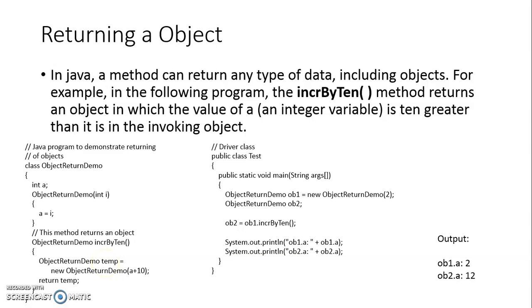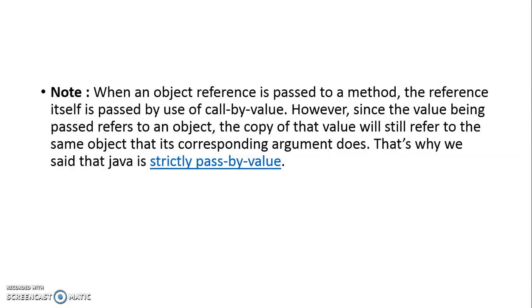So these are the cases of parameter passing in Java, and how an object can be passed to a function and how an object can be returned by a function. I think this concept is clear.